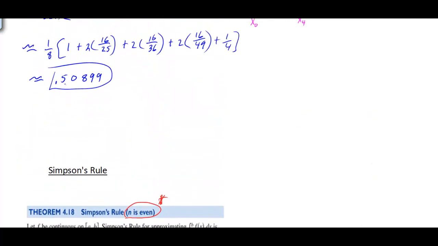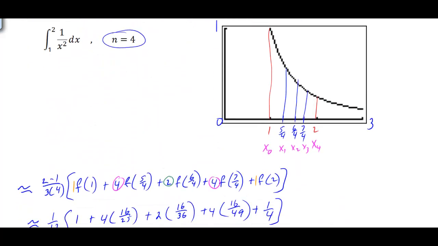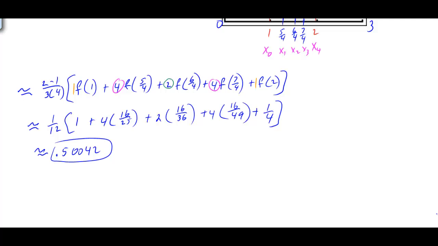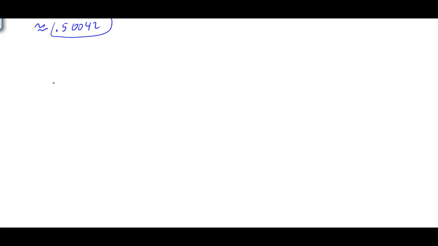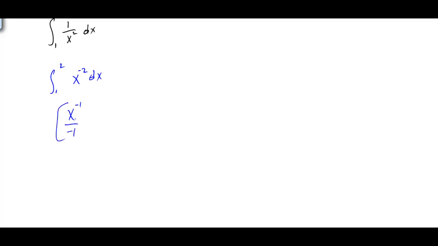We came up with 0.50899. So both of these are pretty good approximations. Now, for this particular example, we were looking at calculating the integral of 1 over x squared from 1 to 2. Well, we know that we can actually integrate this. If we think of this as x to the negative 2 dx, well, if we integrate, we would become x to the negative 1, increase your exponent by 1, divided by negative 1, and we want to evaluate this from 1 to 2.